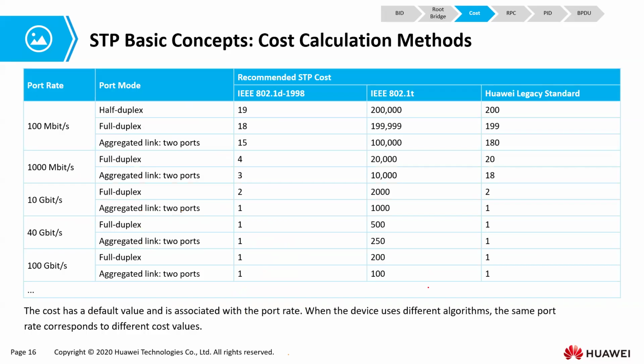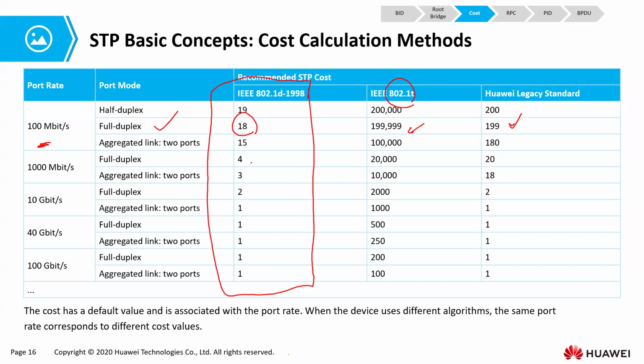If you have a 100 megabit link, full duplex, then your cost is 18 if we are on STP. Then this other value is IEEE 802.1T, not sure what the standard is. For Huawei legacy devices it is 199. Let's focus on this one, the original STP values. I think they are very important at this point.